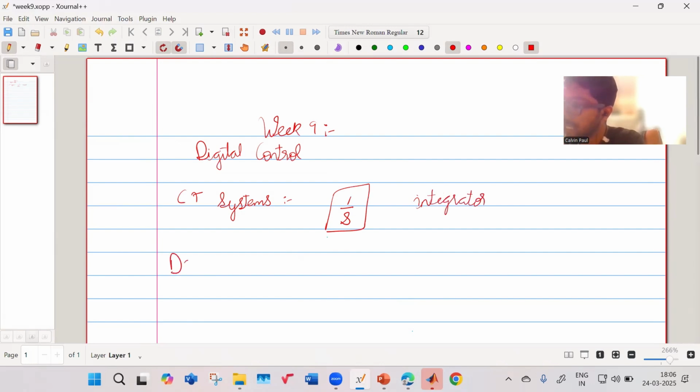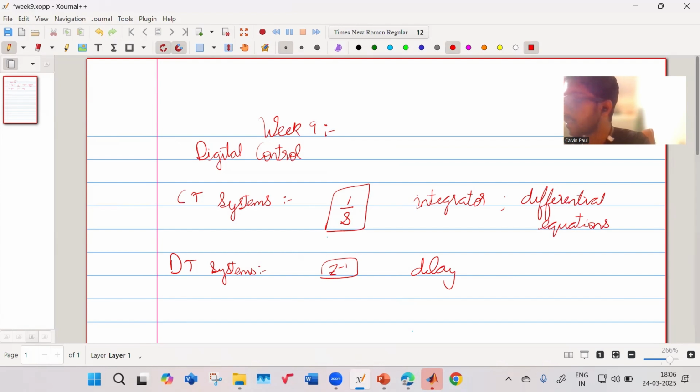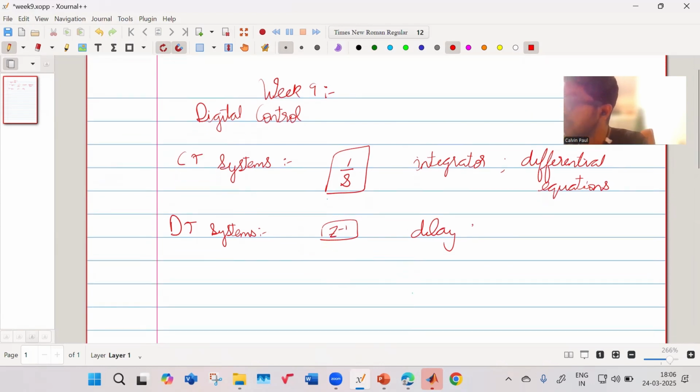Now we go to discrete time systems, and they will have what is known as a z inverse, or a delay. A continuous time system is represented by differential equations, and a discrete time system is represented using difference equations.